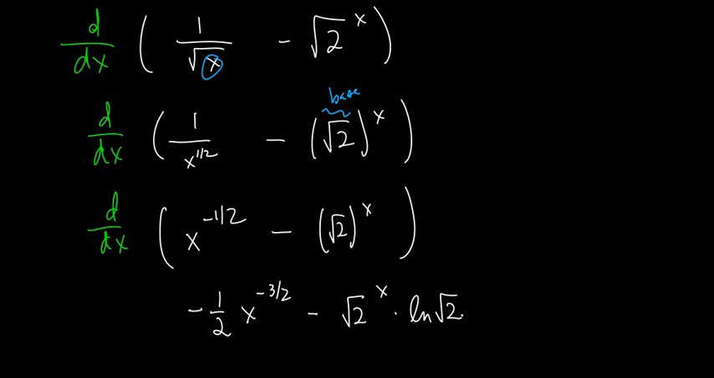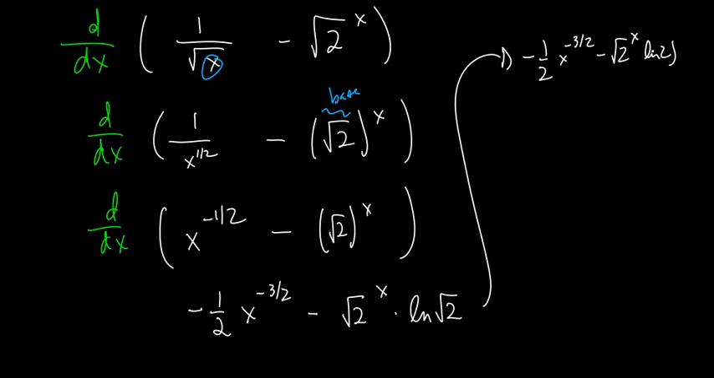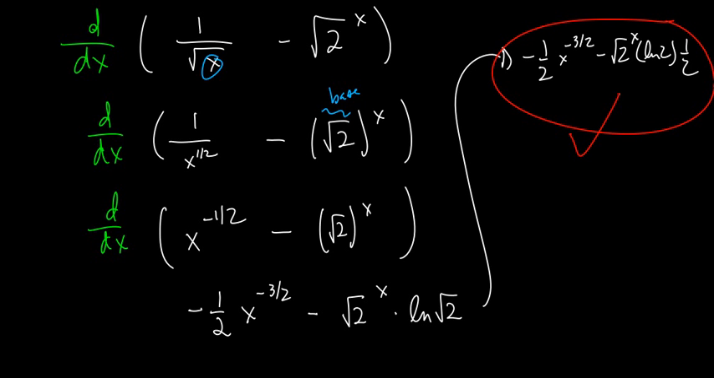Okay, if you want, you can simplify that. So let me do that right over here. So you get negative 1/2 x to the minus 3/2 minus square root of 2 to the power x times ln 2 times 1/2. And there you go. All I did was use the log rule that says if an exponent is inside a log, it can come out to the front. Alrighty.